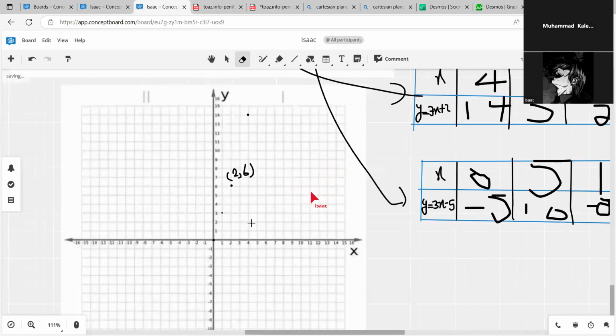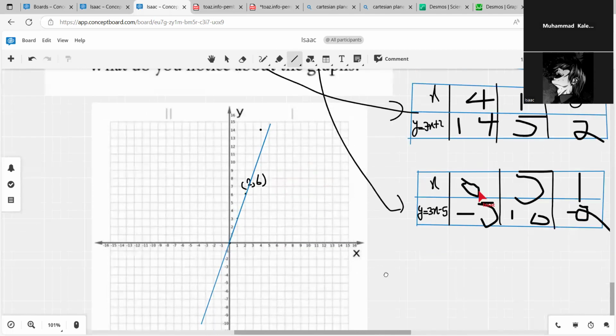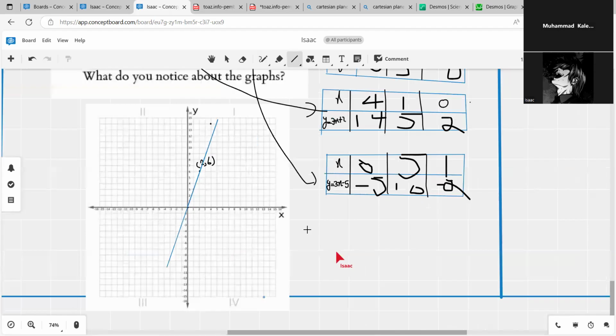Okay. Now we have to join them with the straight line. So this is our line for the first table. Now let's sketch the second table.